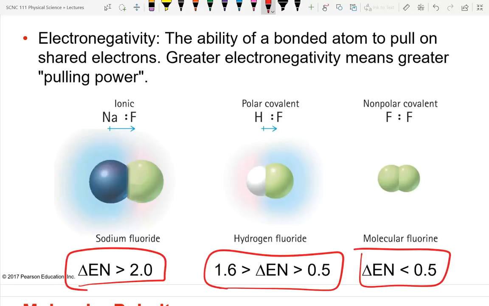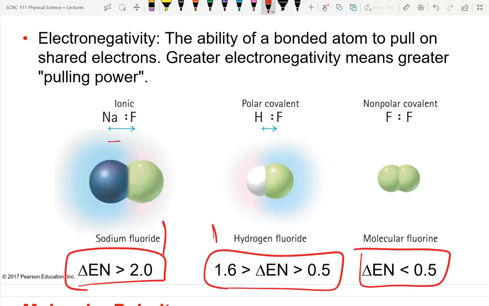And then if the difference in electronegativities is bigger than 2, and you notice there is a gap between these numbers just because it's kind of fuzzy. But if the difference is bigger than 2, then it's going to be ionic. Then one of them is yanking the electron from the other. They're not sharing much at all.